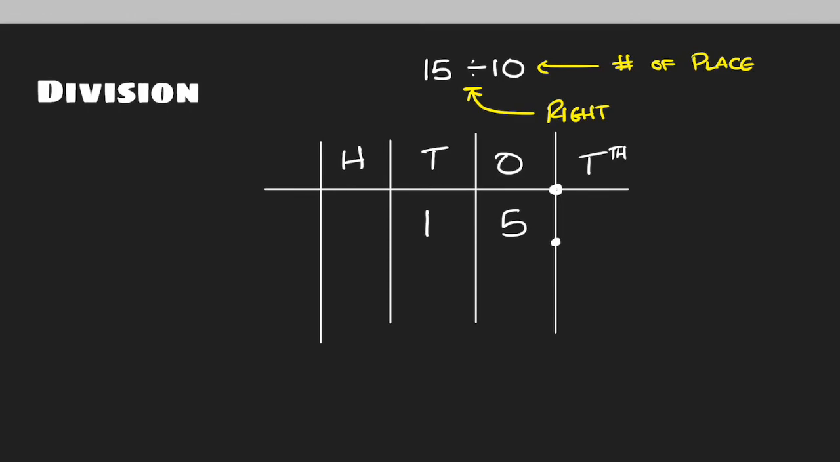15 divided by 10: I know each digit moves to the right, or how many places? One. So I could move my 1, it goes one place over here. Well, the 5 also goes one place over here. Now, does my decimal move? No. It stays the same. So 15 divided by 10 would be 1 5/10.